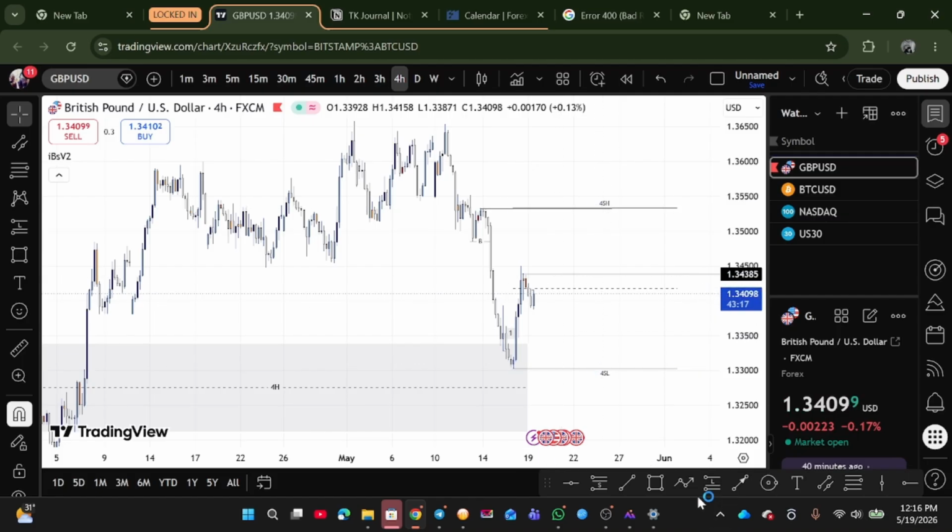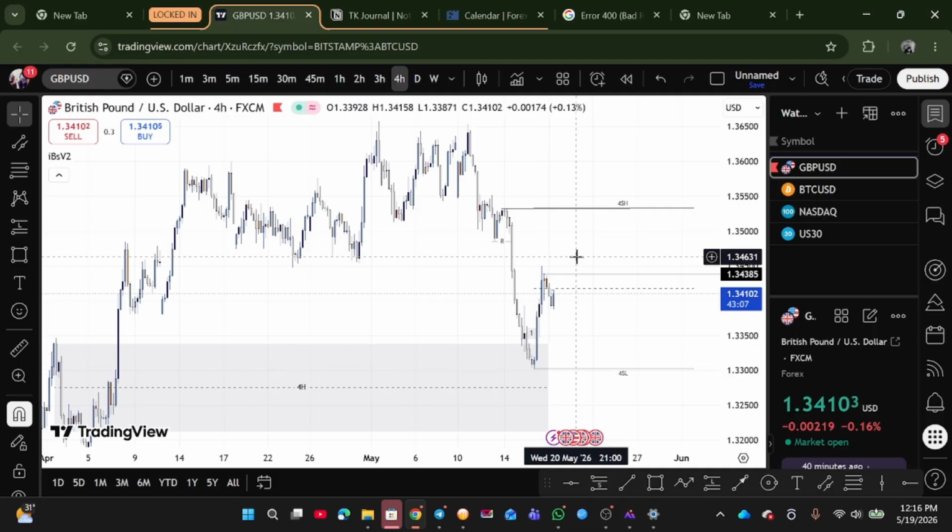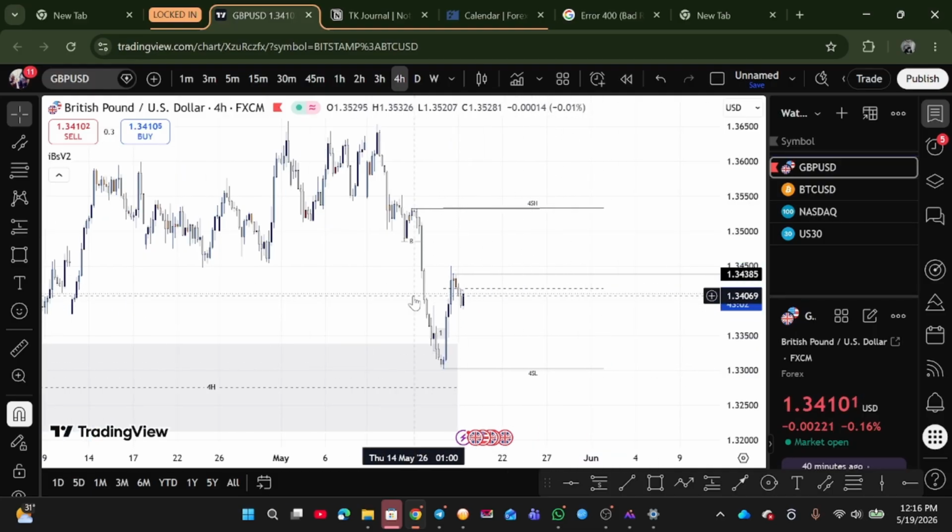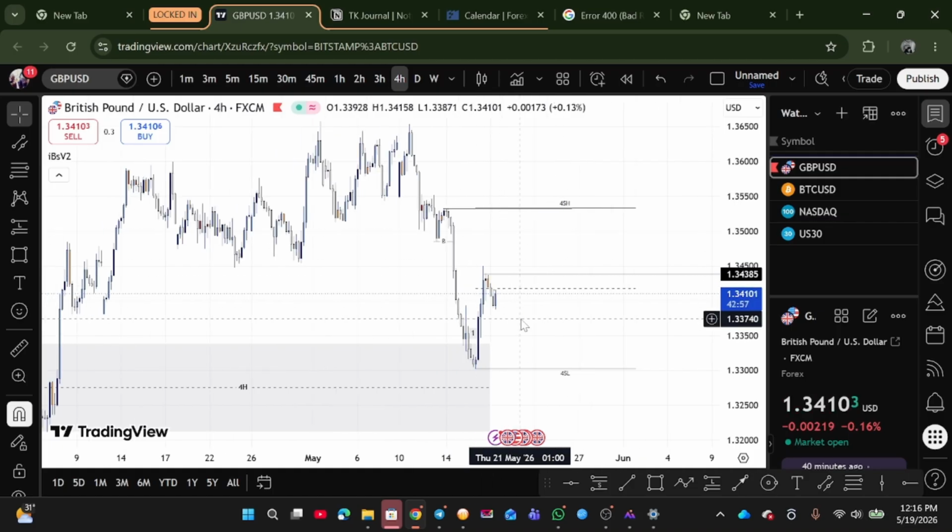So if you take the parallel line, you can draw from the low to the high to get the EQ. If you get your entry confirmation from this demand, you can hedge in for the EQ, that's a buy, and take your full TP at the EQ. If you reach the EQ, close, and don't trade until the market leaves the EQ. Yeah, that's how it is.